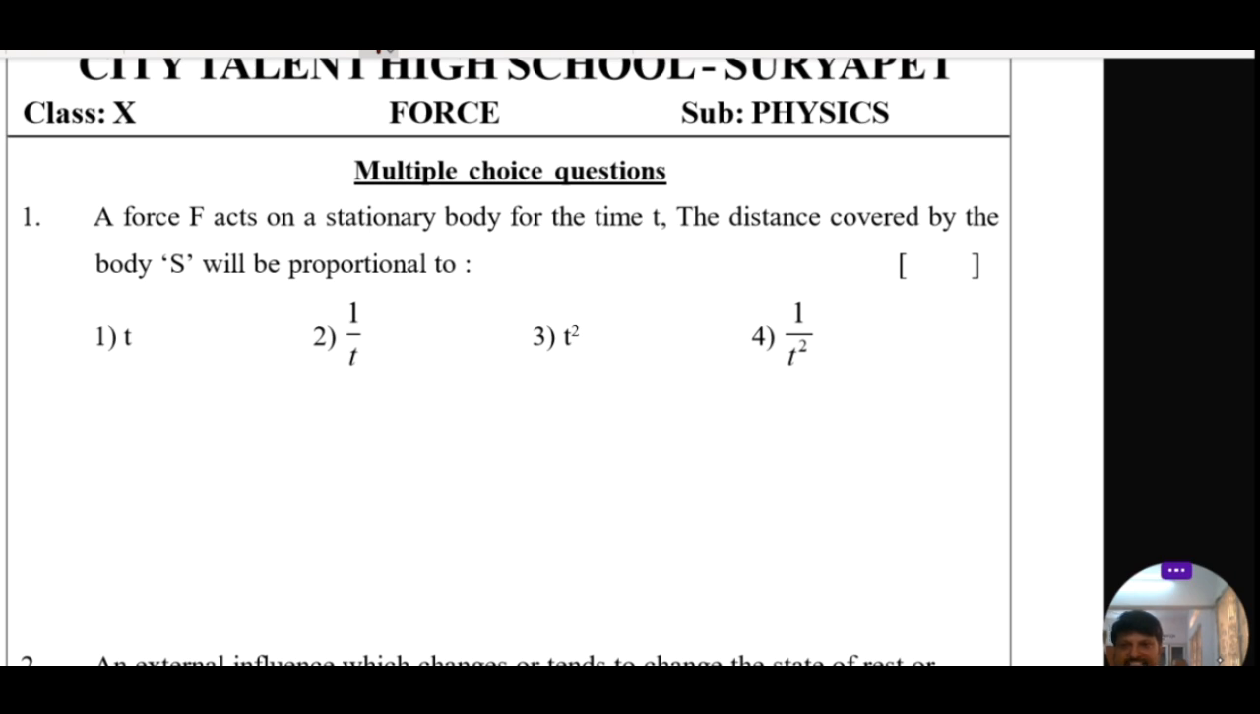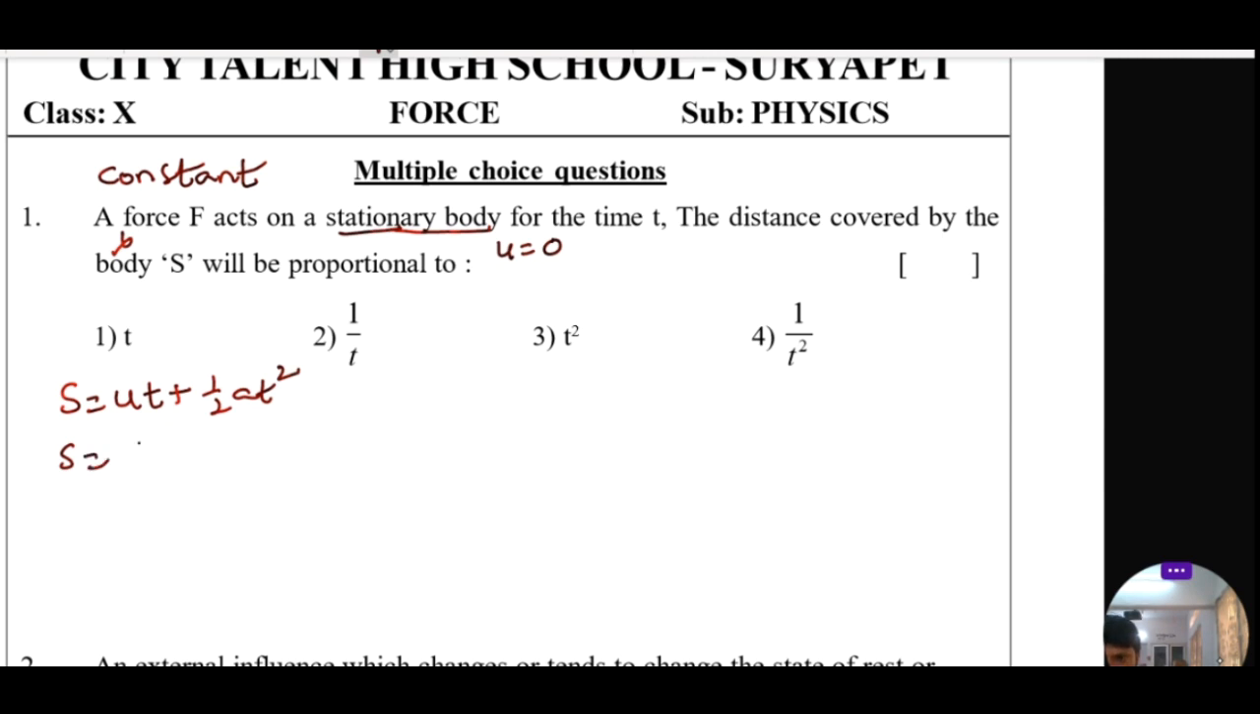A force F acts on a stationary body for the time t. The distance covered by the body S will be proportional to what? We know very well S is equal to ut plus half at square. Here this force is constant. And stationary body means initial velocity equal to 0. So S is equal to, in the place of u 0, half at square.